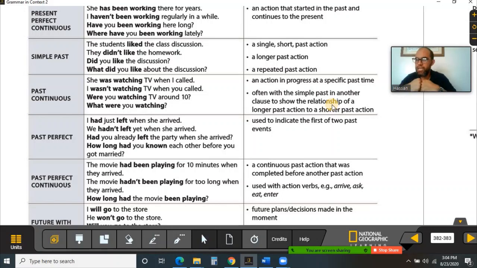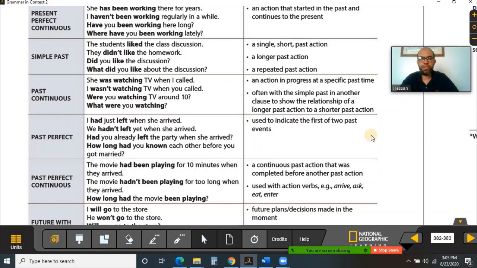So I should say, when you called, I was taking a shower. I was taking a shower when you called. It doesn't matter: short action first and then long action, or long action then short action. I was taking a shower, then the short action, when you called. Now, the short action should be in the simple past and the longer one should be in the past progressive.